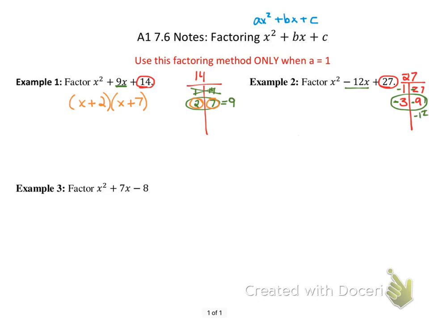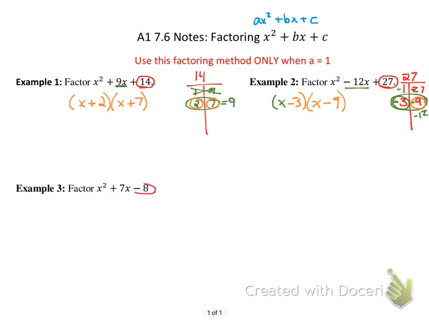So we're going to do the same thing we did on example 1. We will have x and then minus 3 because that's the sign times x minus 9 because they were both negative, they both get negatives. Let's do one more.